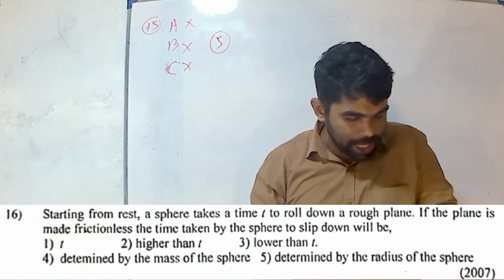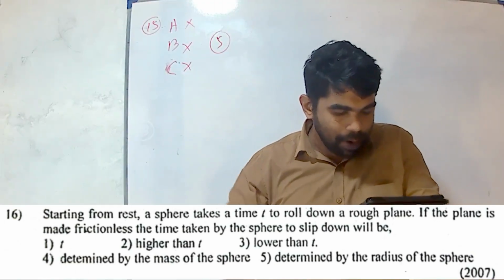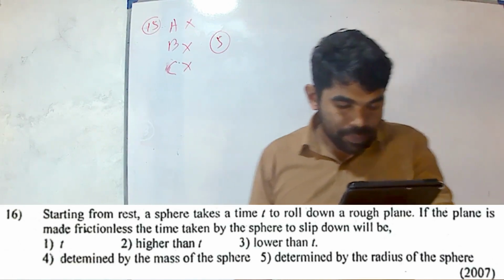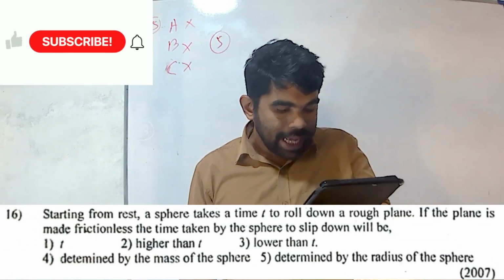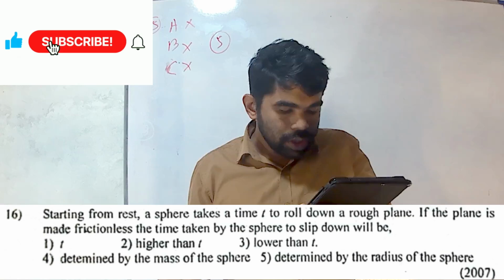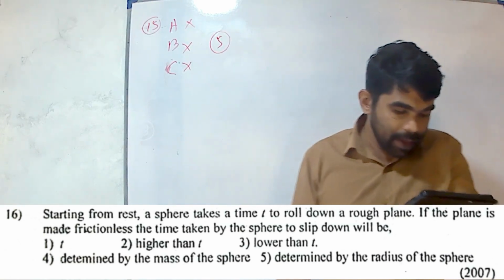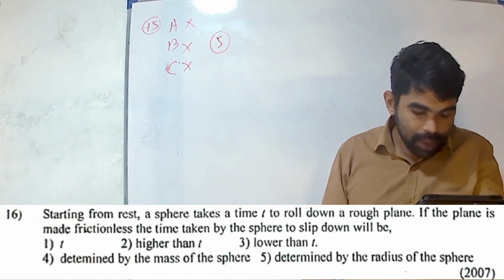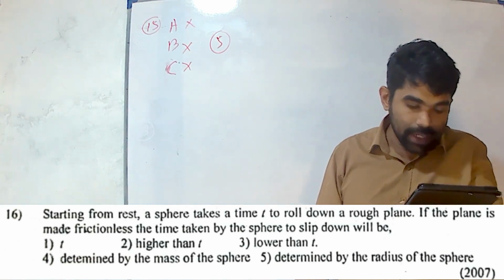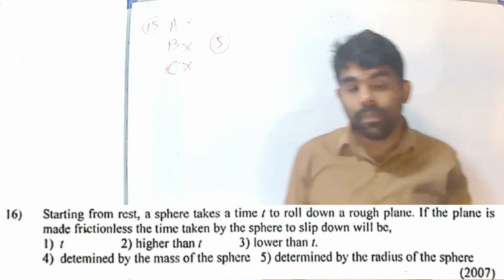Question number 16. Starting from rest, a sphere takes a time t to roll down a rough plane. If the plane is made frictionless, the time taken by the sphere to slip down will be.